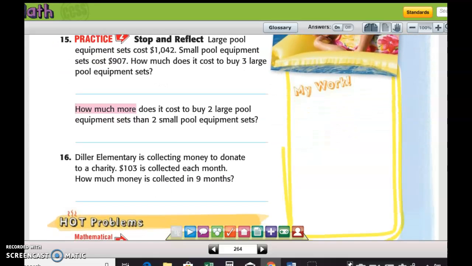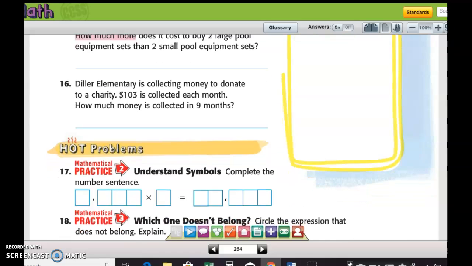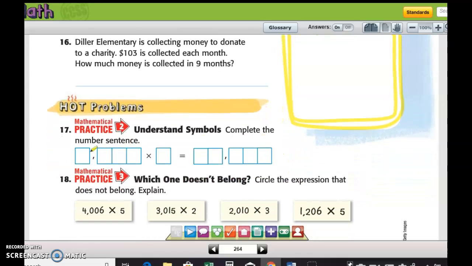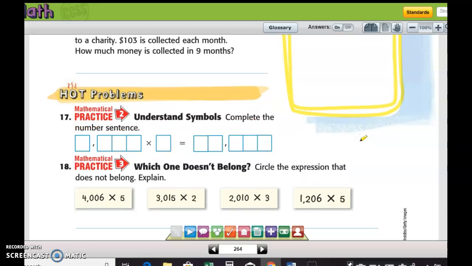Number 16 is probably the most straightforward. Number 17 has many different possibilities. It's just a practice for you. There are many different answers that it could be. The only requirement is that you fill in each box. The box could be 0 here, but probably not the top here or the top here. That wouldn't be a good answer.